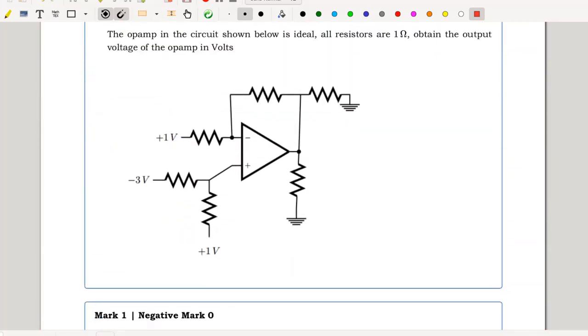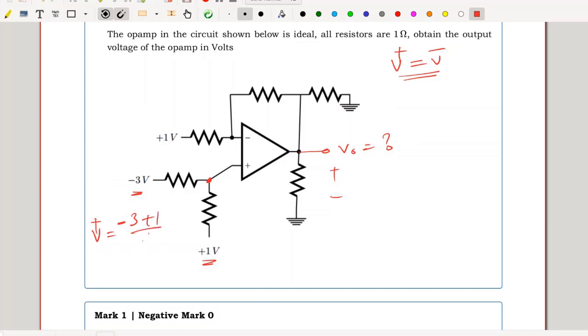Question number 7. The op-amp in the circuit shown below is ideal. All resistors are 1 ohm. Obtain the output voltage. The op-amp is connected in negative feedback mode, hence V plus equal to V minus is valid. V plus can be easily identified. Two sources divide equally between resistors. So my V plus is nothing but minus 3 plus 1 divided by 2, that's equal to minus 1 volt.